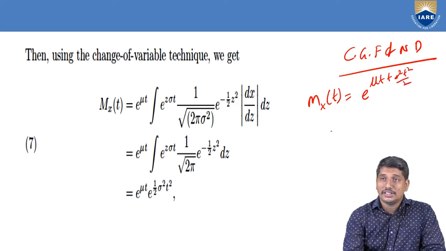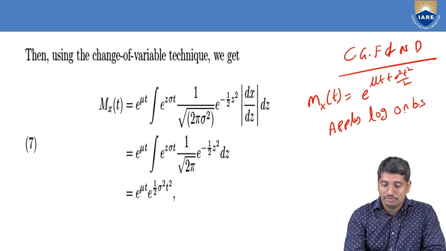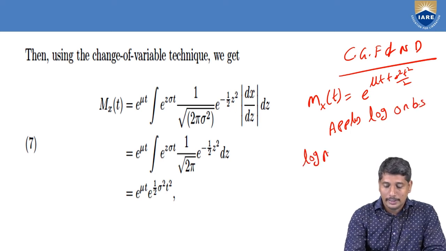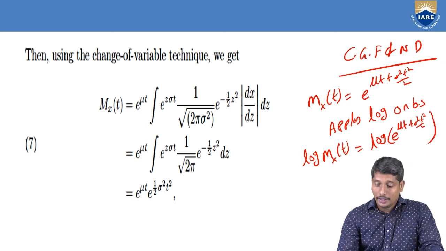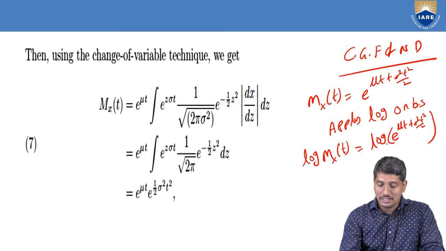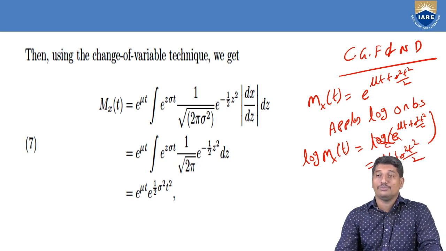Now, the cumulant generating function is nothing but the logarithm of the moment generating function. So apply log on both sides. Applying log on both sides, we'll get log of M_X(t), which is log of e power mu t plus sigma square t square by 2. And log e base e, that means these will be cancelled. You will get mu t plus sigma square t square by 2.